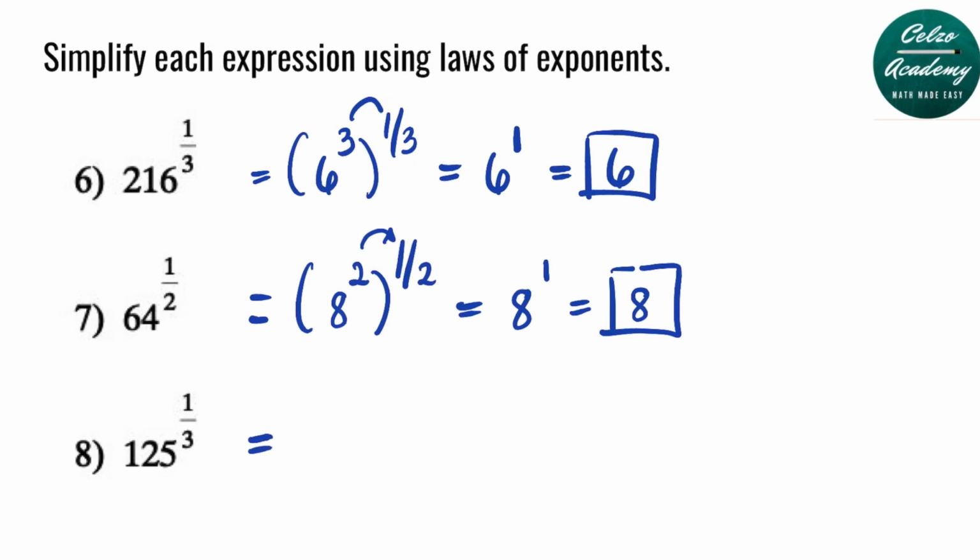Question 8. 125 to the power of 1/3. So step 1 is to write 125 using a power of 3 or a multiple of 3. So 125 is the same thing as 5 to the third power. Using the laws of exponents, we keep base 5 and multiply 3 times 1/3. 3 times 1/3 is 1, so the answer is 5.